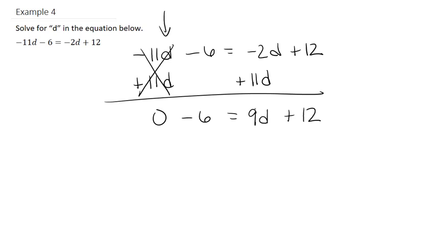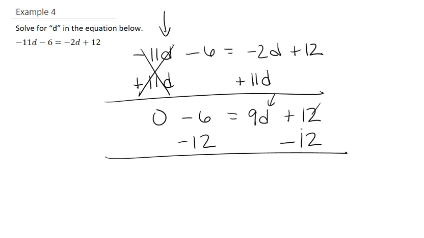Now, the next step is to move this 12 so we can start getting this d all by itself on the equal sign. So we're going to go ahead and subtract 12 to both sides. This just becomes 0. We have 9d plus 0. Now negative 6 minus 12. So really all we're doing is we're going to add these two numbers together and keep the negative sign because we're just becoming more negative. So 6 plus 12 is 18, but it's negative 18.